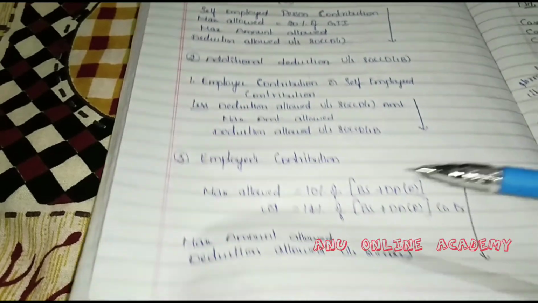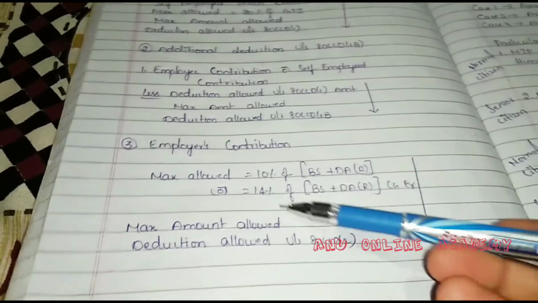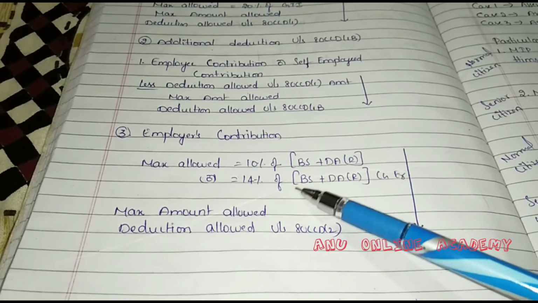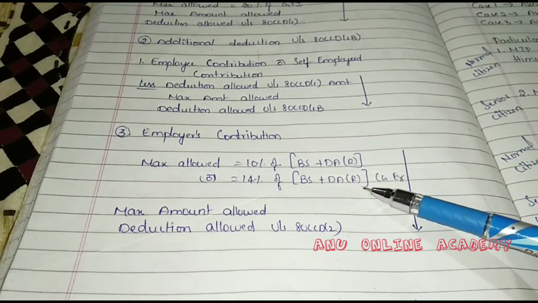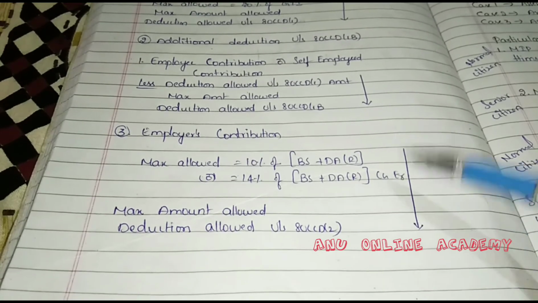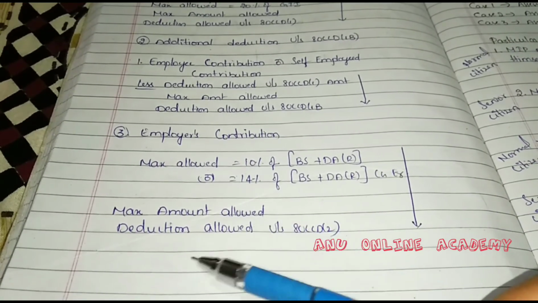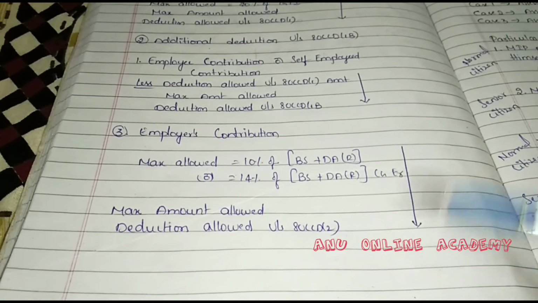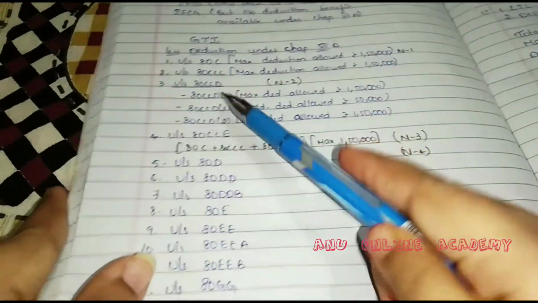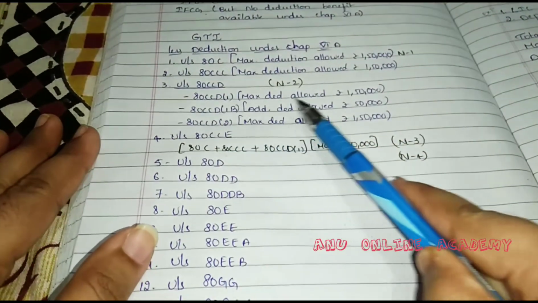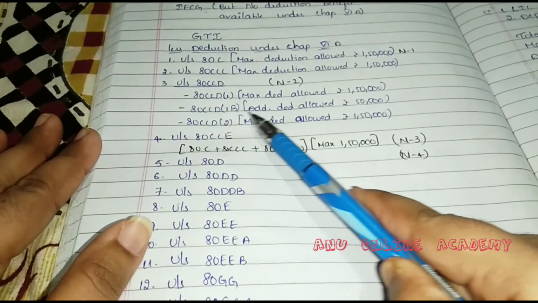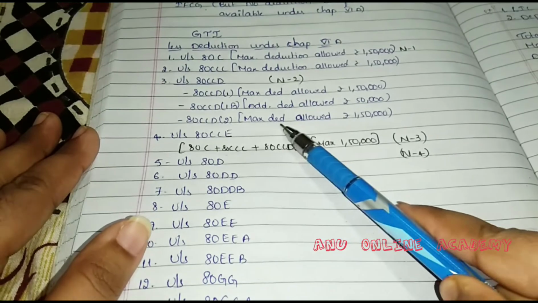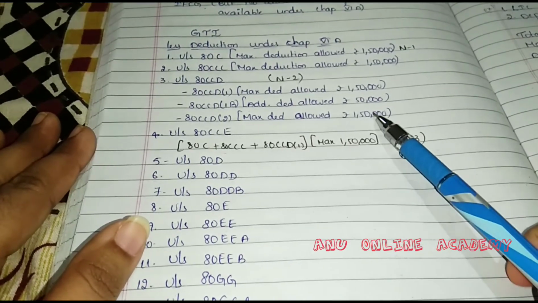And so the next, employer's contribution: maximum allowed 10% of basic salary plus dearness allowance recognized, 14% of basic salary plus dearness allowance recognized for CG employer. And the next, maximum amount allowed, deduction amount allowed under section 80CCD2, whichever is lower. Okay, and see here, 80CCD1 maximum deduction allowed, 80CCD1B additional deduction allowed 50,000, 80CCD2 maximum deduction allowed 1,50,000. Okay, and see the next.